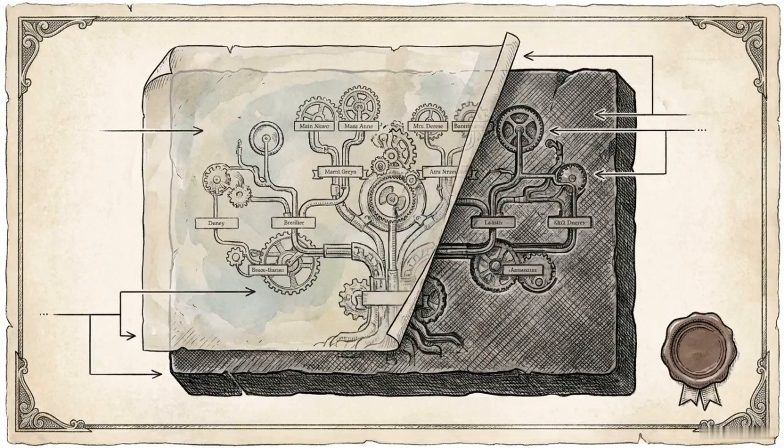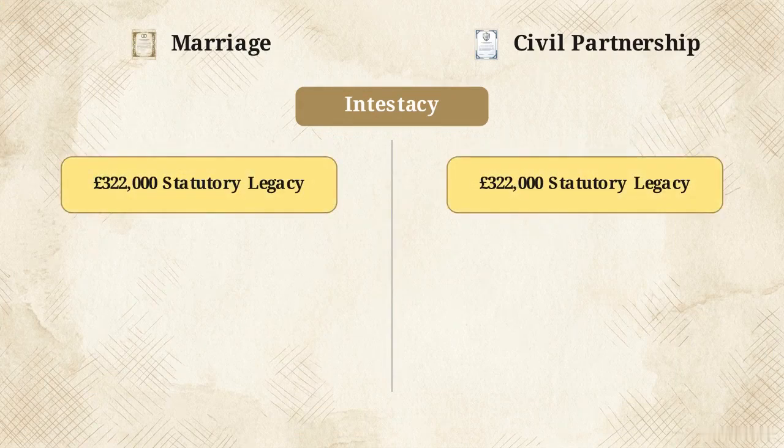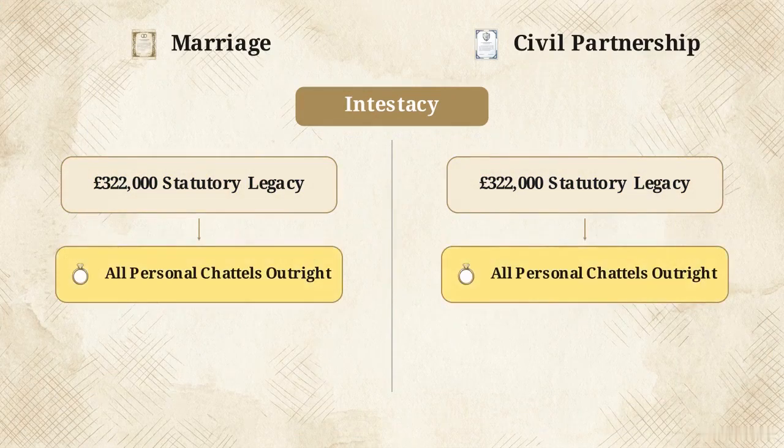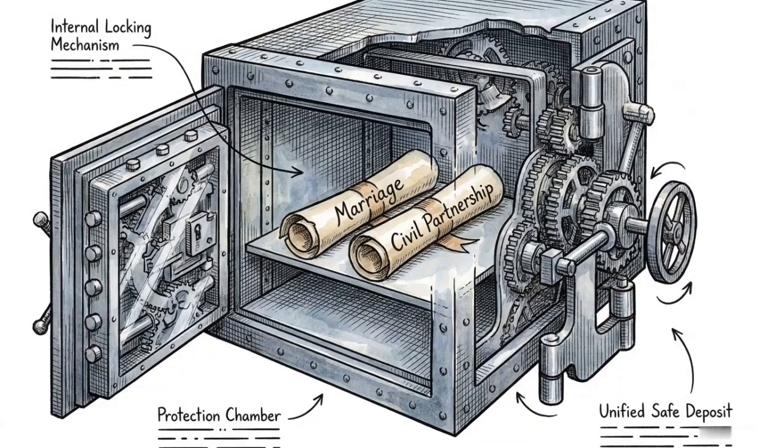If a partner dies without a valid will, their assets are distributed according to the rules of intestacy. Our final row shows how the law evaluates inheritance under intestacy. The structure is identical for both columns. The surviving partner is entitled to the first £322,000, all personal chattels outright, and 50% of any remaining value. In the context of inheritance law, a civil partnership certificate and a marriage certificate provide functionally identical protections against disinheritance.